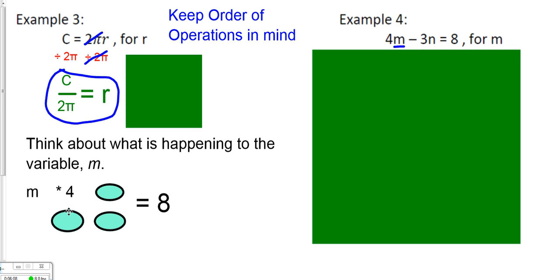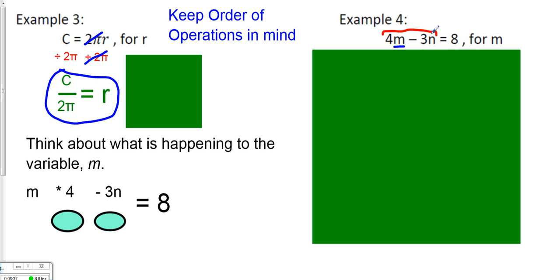Then what happens after that? The next thing is we are subtracting 3n from it. So start with m, multiply by 4, that's how we got 4m, and then take away 3n, that's right there. That completes this whole expression. Remember, an expression is just one side of the equation. That completes all of this. And then we would say it's equal to 8. That equals 8 is what makes it an equation.